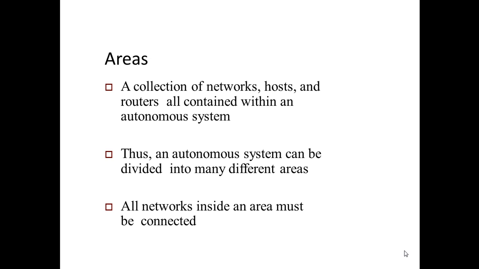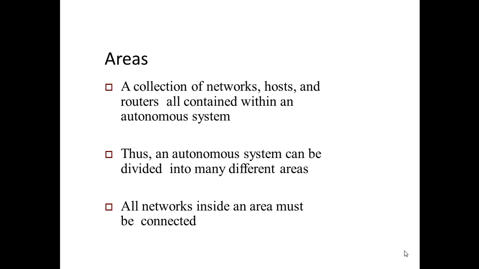So what is an area? An area is basically a collection of networks or hosts and different routers all contained within one autonomous system. You cannot have the same area that includes a different autonomous system. An area is basically a subset of an autonomous system. Your different routers and devices should be connected in a single AS.